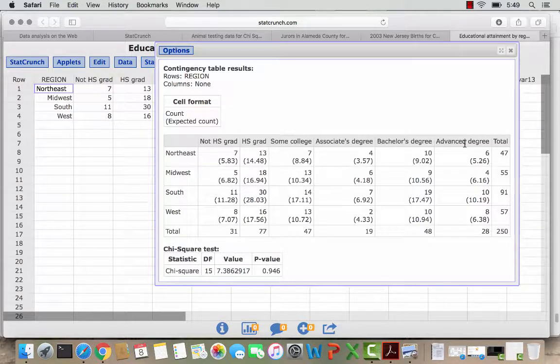So how do we figure out the degrees of freedom? Well, 4 minus 1 is 3, and 6 minus 1 is 5. So we take 3 independent rows and multiply that by 5 independent columns and say the degrees of freedom are 15. Now, StatCrunch will do this for you, so it's not anything you'll have to do on your own, but it's good to know where this comes from. So our chi-square value is 7, and our p-value is 0.946. So that's not statistically significant difference.